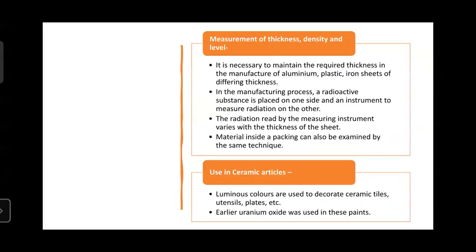Next, measurement of thickness, density, and level. It is necessary to maintain the required thickness of that material. So in that manufacturing process, the radioactive substance is placed on one side and the instrument on the other side. So the radiation read by the measuring instrument varies with the thickness of that sheet. So material inside the packaging can also be examined by the same technique.